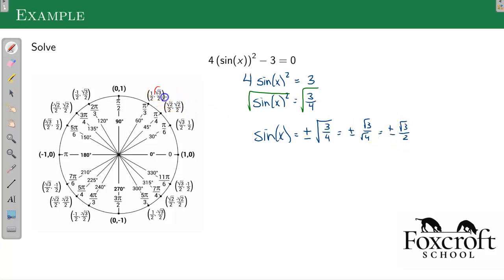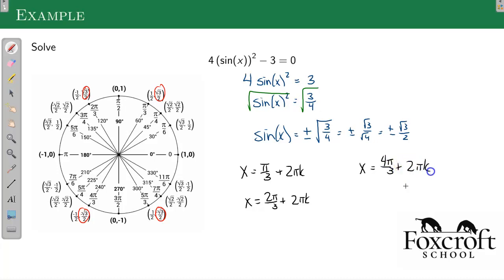So what are all the places that happens? Happens there, happens there, happens there, happens there. Happens 4 different times. So my answer is going to take a little bit of time to write out. We have pi over 3 and all of its coterminal angles. We have 2 pi over 3. And all of its coterminal angles. You kind of see where this is going. 4 pi over 3 and all of its coterminal angles. And 5 pi over 3 and all of its coterminal angles. All right, so that is our final solution.